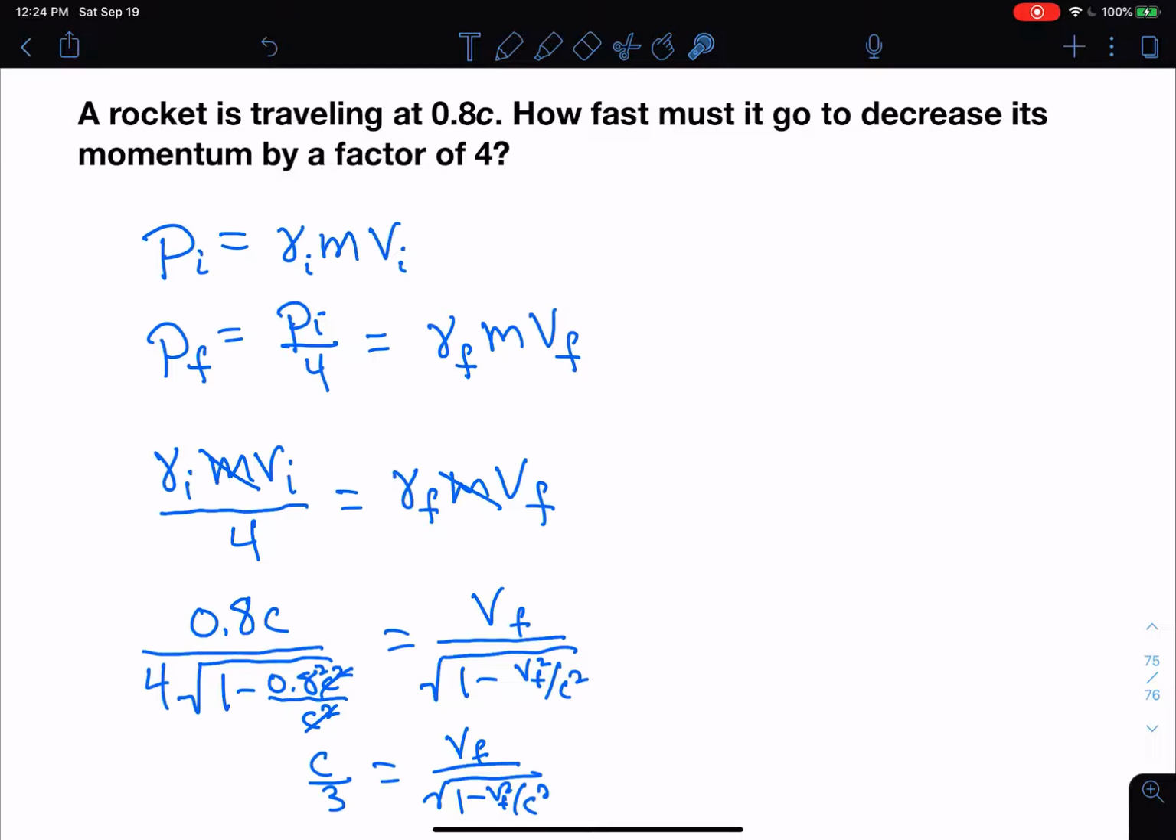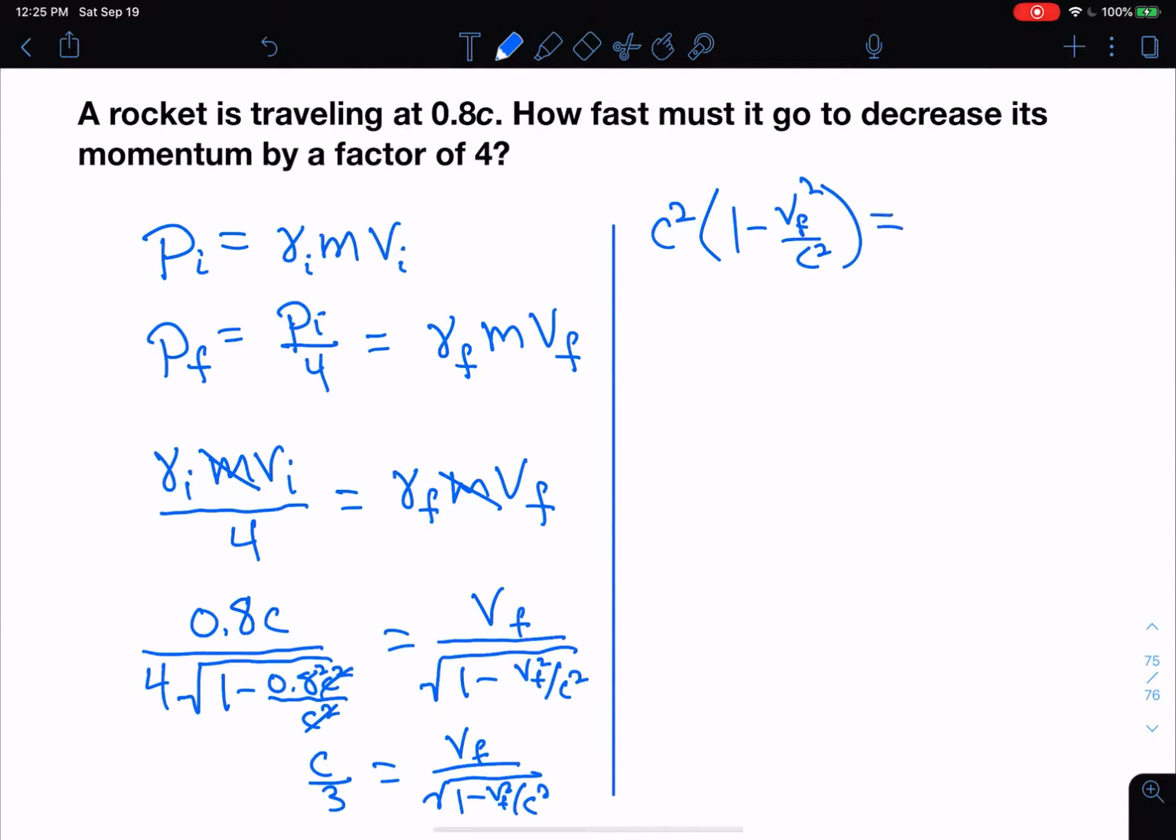So what I'm going to do is, what the heck, I'm just going to cross multiply and square, both in one step here. So let me divide my page. Like I said, cross multiply and square all in one step. So that's going to be C squared times 1 minus V final squared over C squared, and that's going to equal 9 V final squared. Distribute the C squared. So I'm going to have C squared minus V final squared equals 9 V final squared.